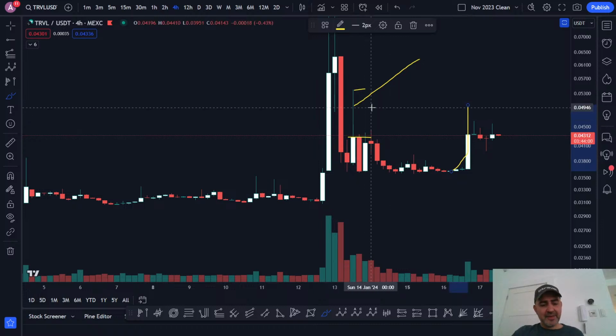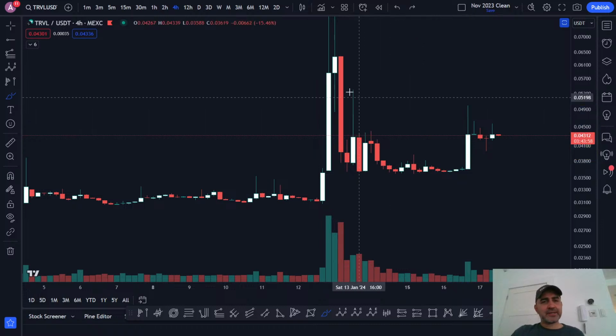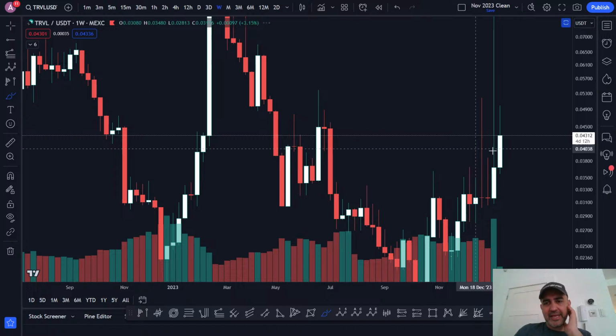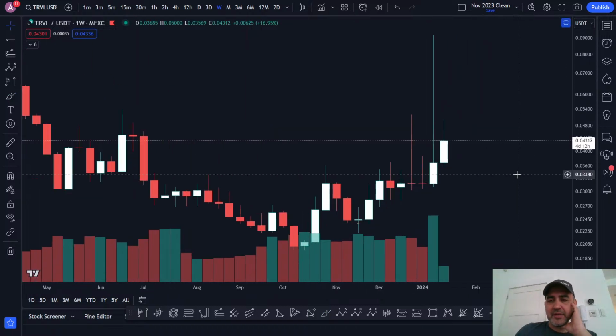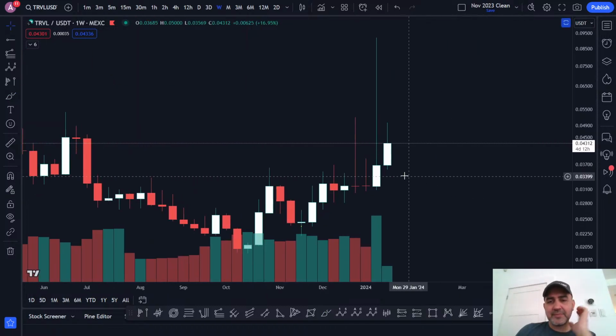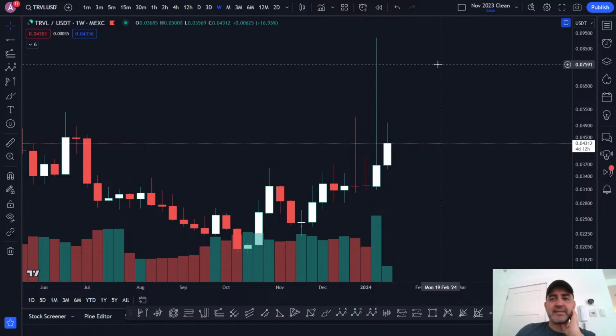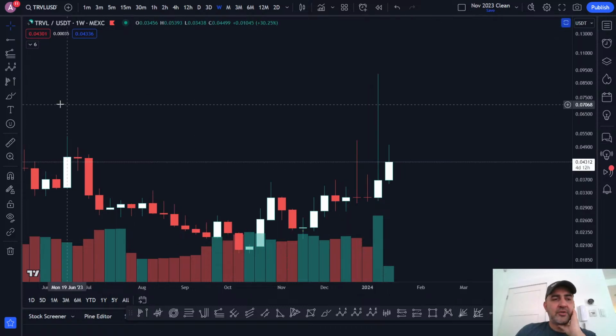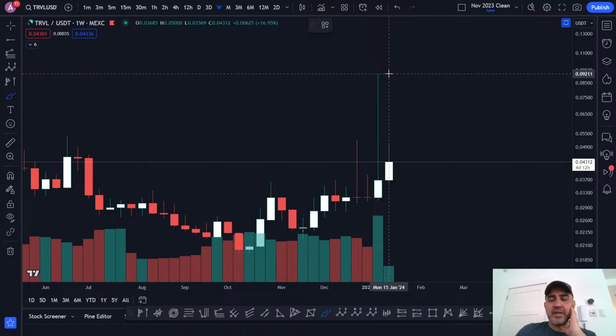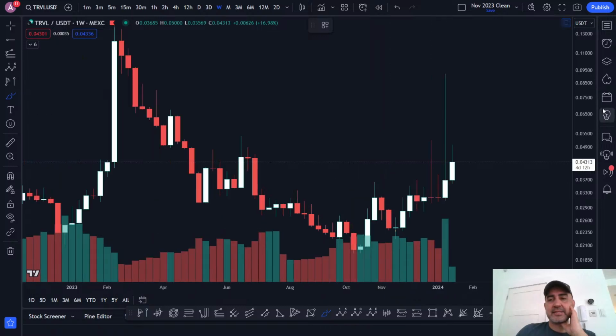You have to bear that in mind, and it works on every time frame. So now that we're looking at the weekly time frame, surprise surprise, we're trying to fill the wick. This is quite a long wick. It goes all the way up to 9.2 cents, but the price is trying to fill the wick. That's the first thing the price tries to do, is to fill the wicks.